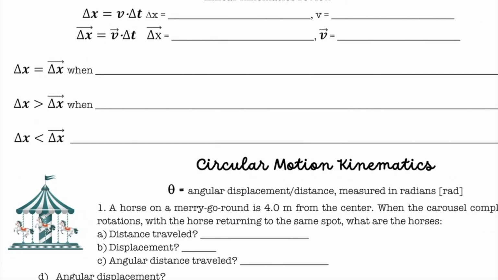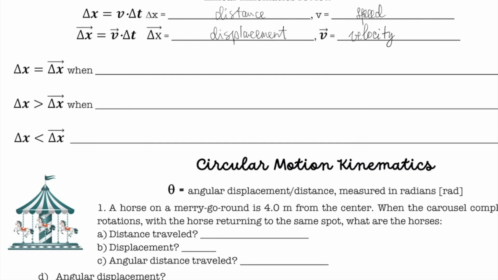Before dipping into angular kinematics, we went over distance, displacement, speed, and velocity. So remember, when we have a direction, that is displacement, and then that is velocity. Change in x without the direction, that's distance. With direction, that's displacement. Speed goes with distance. Velocity goes with displacement.